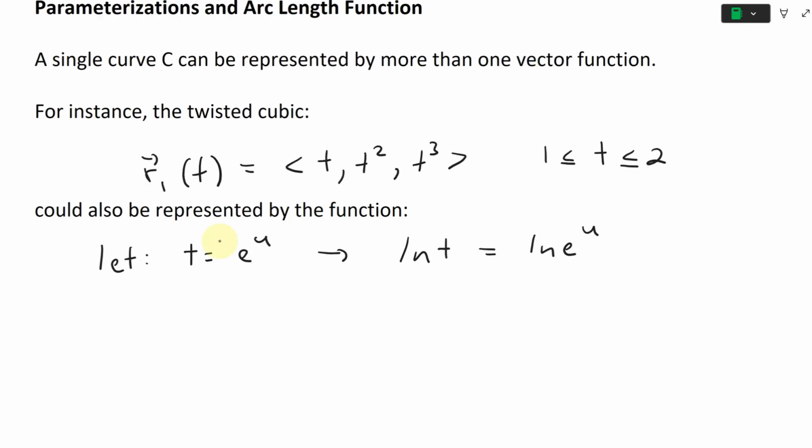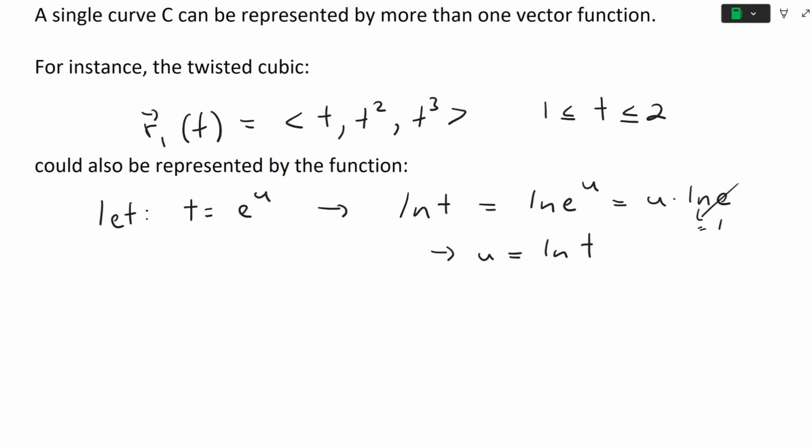And again, using basic natural log rules, the u goes down, and then we get ln e, and ln e is just equal to 1. So we get u equals ln t. In other words, u equals ln of t. And now we're going to get a new vector function, but again, it's equivalent. This is called a parameterization or reparameterization of it.